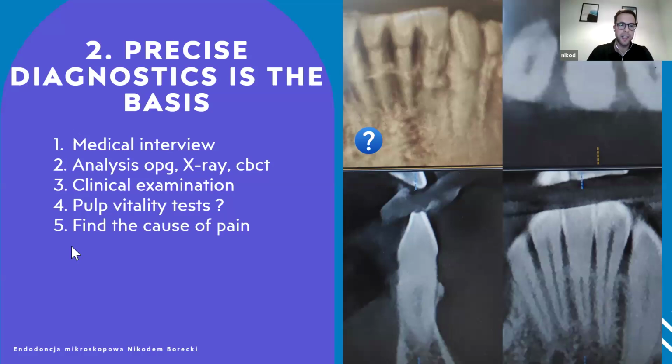When we do all of these steps, the medical interview, I asked the patient about his medical history, and he said that he got trauma to this tooth in childhood. So it gave us more information about this tooth, and we all know that after trauma, pulp chamber obliteration is a very common thing. So, like you said, this tooth doesn't need root canal. Precise diagnostics is the basis.